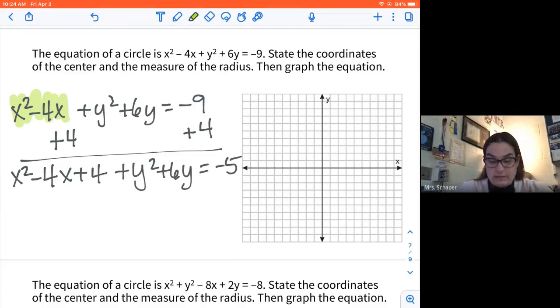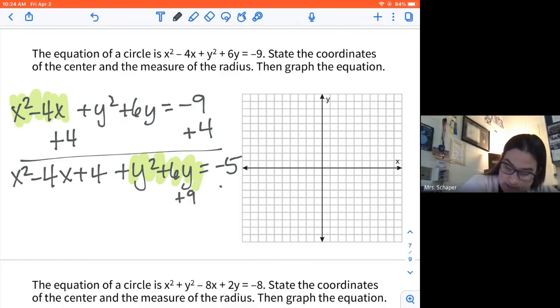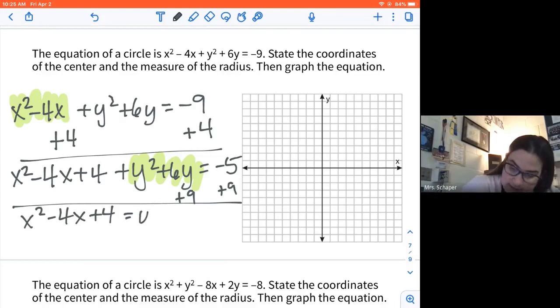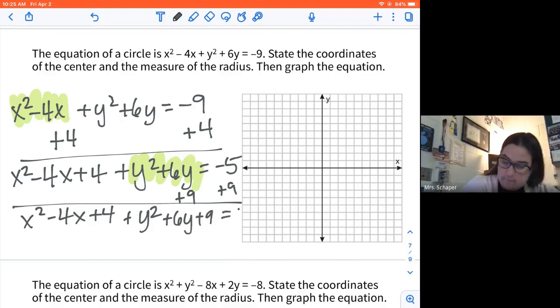Now what I want to do is focus on the y's. I'm doing completing the square. All right, so I'm going to take my b value, which is 6. I'm going to half it, which is 3. I'm going to square it, which is 9, and that's what I'm going to add to both sides. So I am ending up with x squared minus 4x plus 4 plus y squared plus 6y plus 9 equals 4.